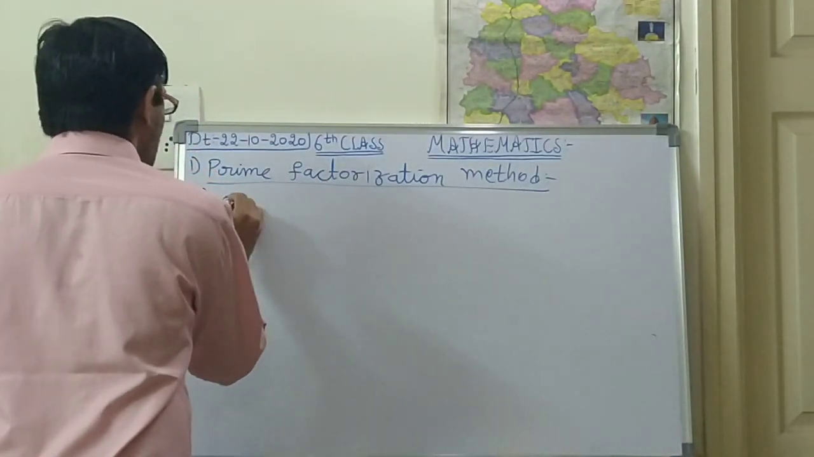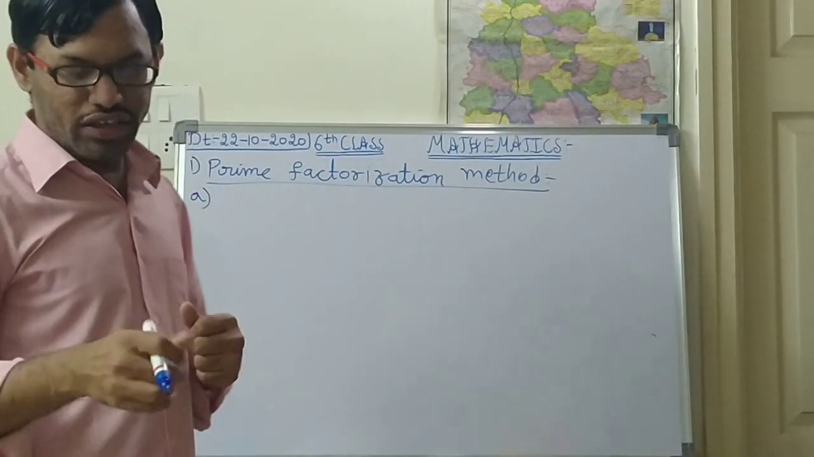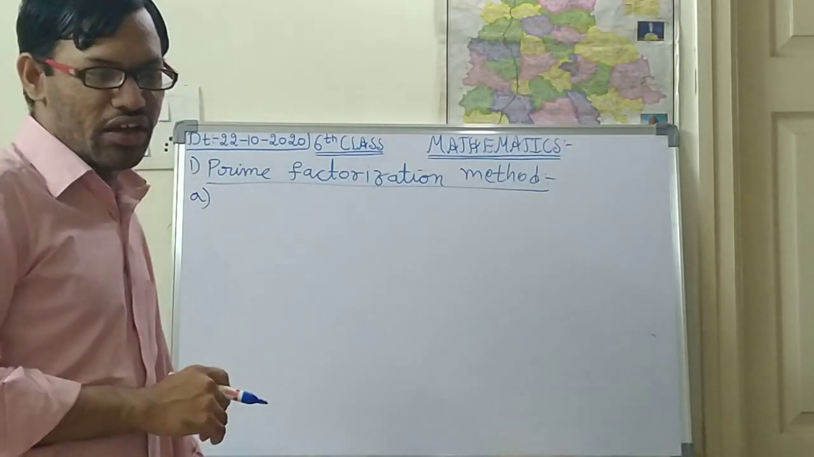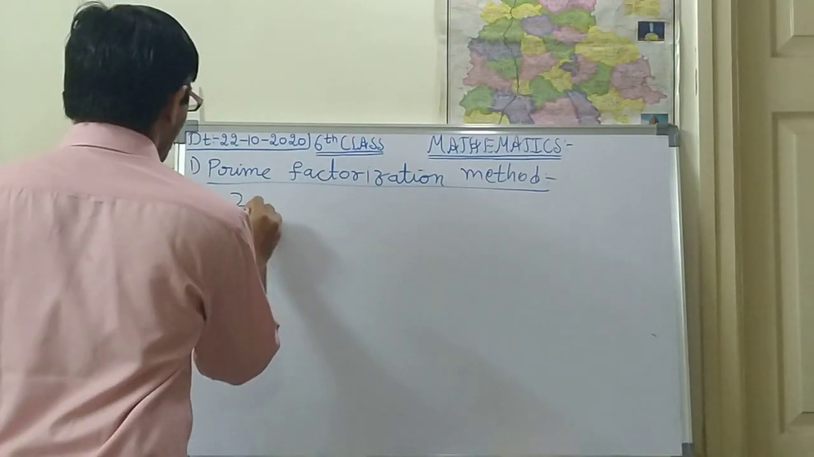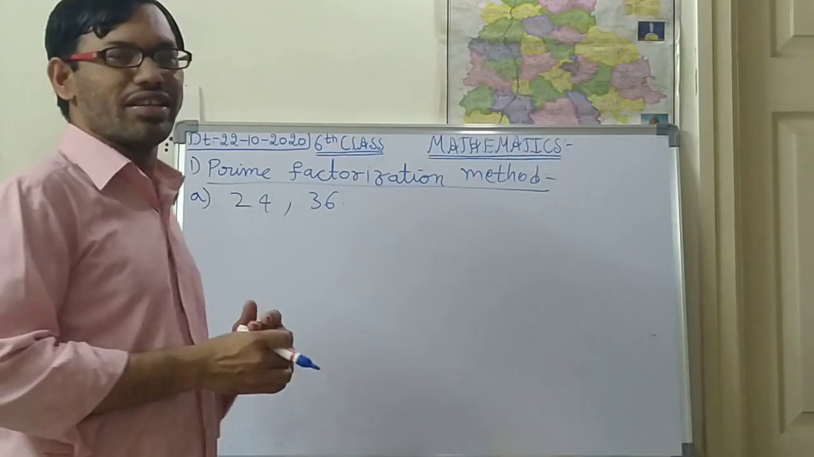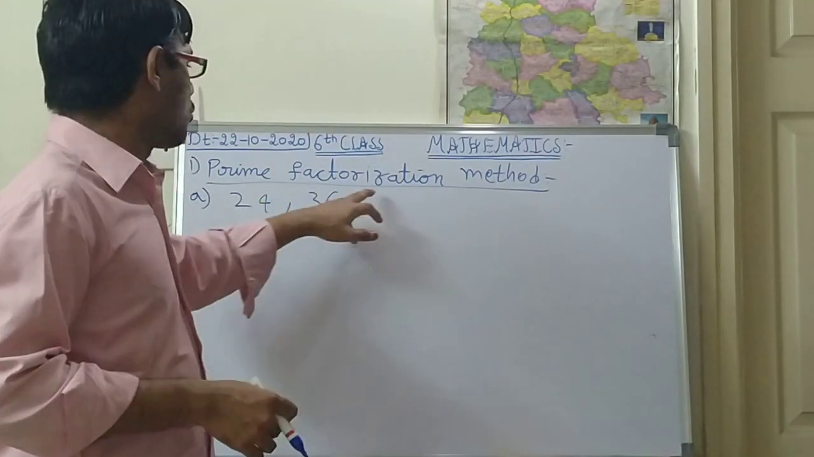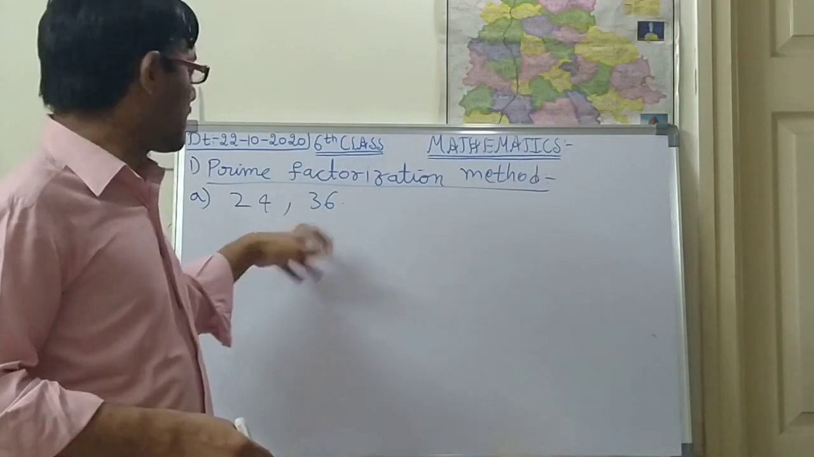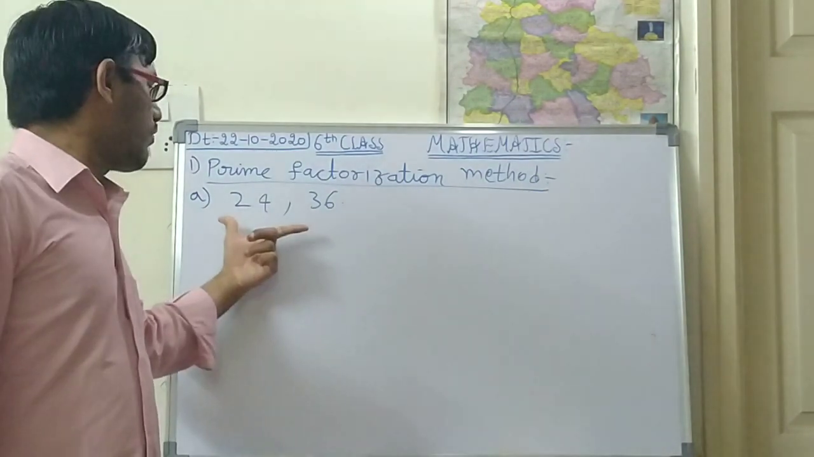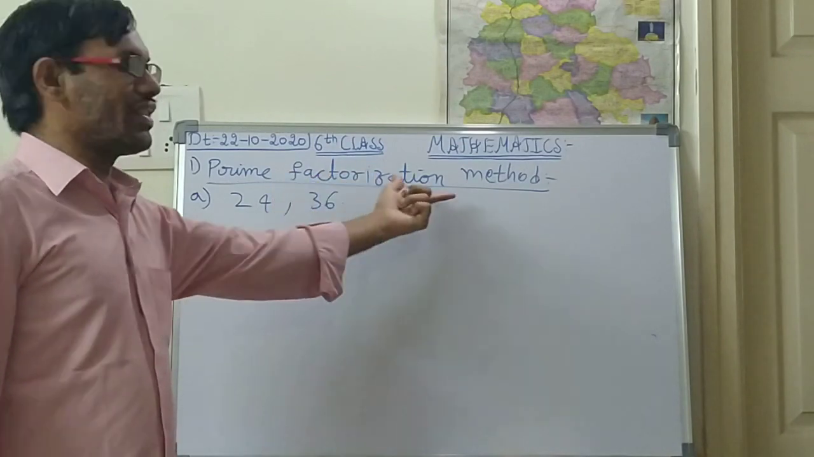So what is the problem? In your textbook he has given the example of 12, 30 and 36. So I am taking 24 and 36. If 24 and 36 are there, how to find the HCF of 24 and 36? They will ask, find the HCF of 24 and 36 using the prime factorization method.